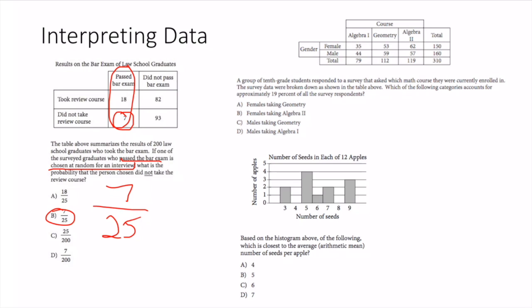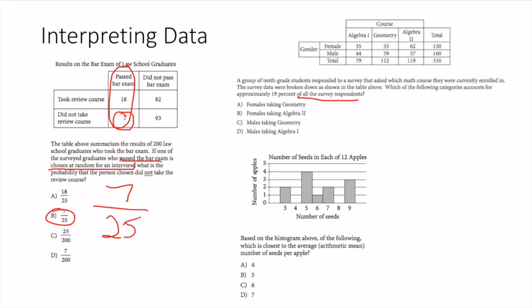So here's another chart here. I'll read this one. A group of 10th grade students responded to a survey that asked which math course they were currently enrolled in. The survey data were broken down as shown in the table above. So which of the following categories accounts for approximately 19% of all the survey respondents?